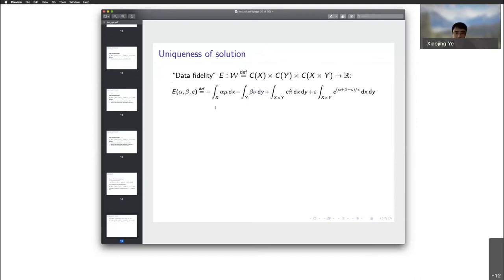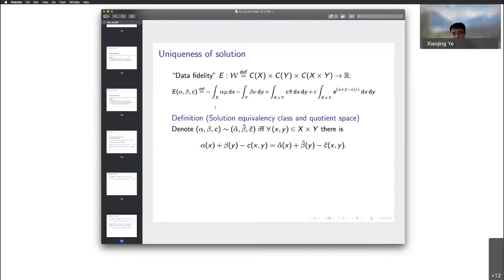And we proved that the value of this E will be the same if your alpha, beta, and C are equivalent in the following sense. We call this choice of alpha, beta, C equivalent to another one if and only if, for any x and y, alpha plus beta minus c is equal up to a constant value. If for every x and y these two are equal, then we say these two solutions are equivalent. And if the two solutions are equivalent, then you put them back into this data fidelity and you get exactly the same value. That means they're equally good for this data fidelity.